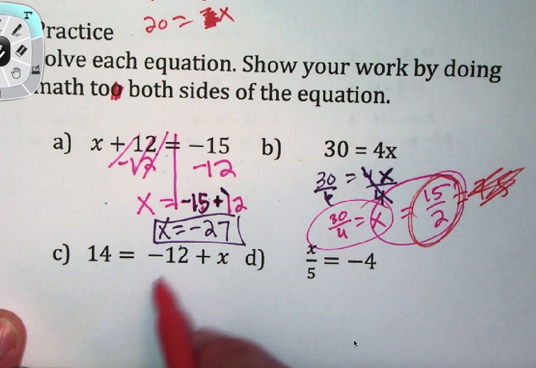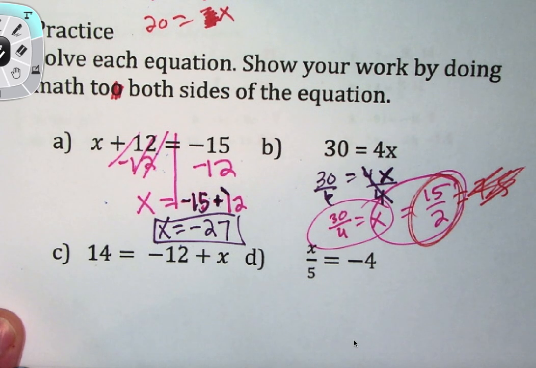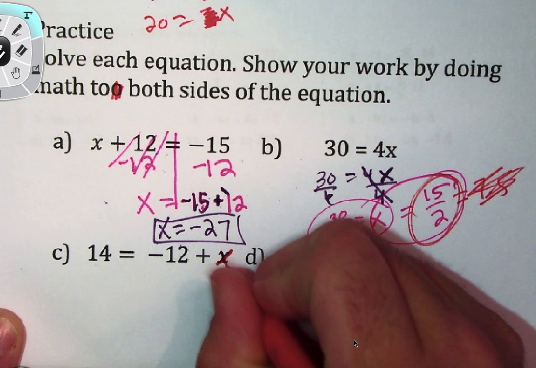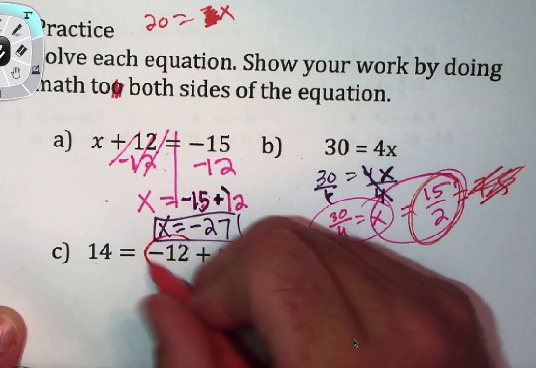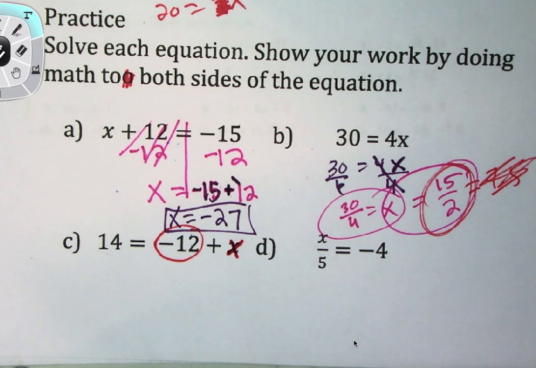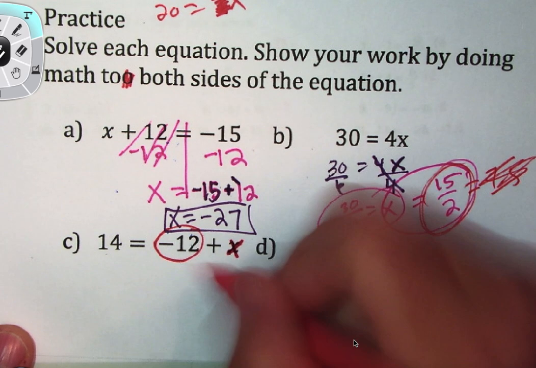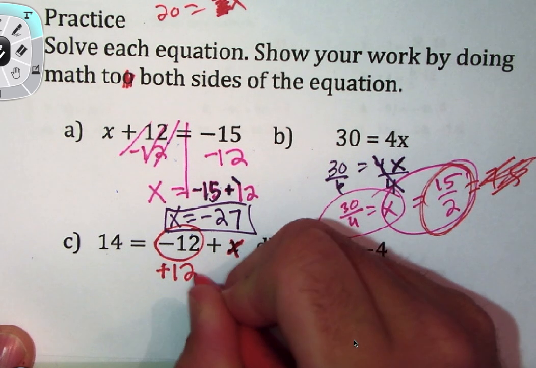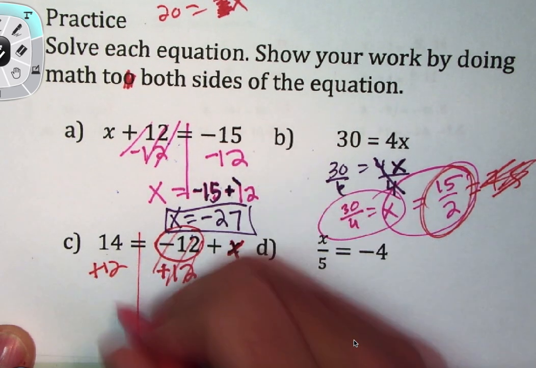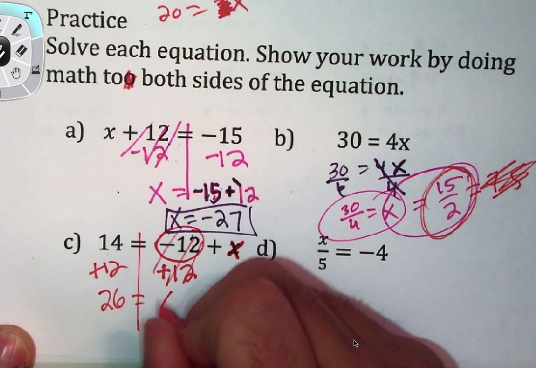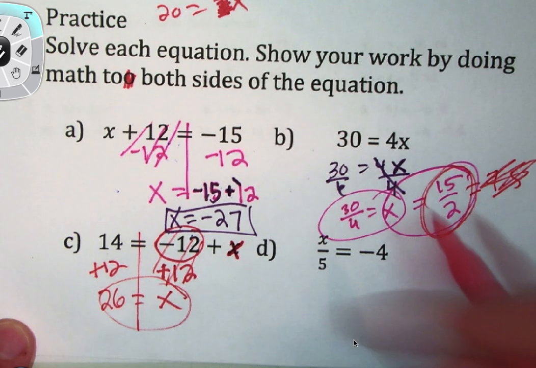All right, C. It says 14 equals -12 plus what? Okay. Here's x. It's adding -12, right? So how are we going to undo that -12? And we can also think of it as a negative subtraction, right? So how are we going to undo this -12? Well, if you add the opposite to it, so add 12, it cancels out. So we get 26 equals x, and there's our solution.